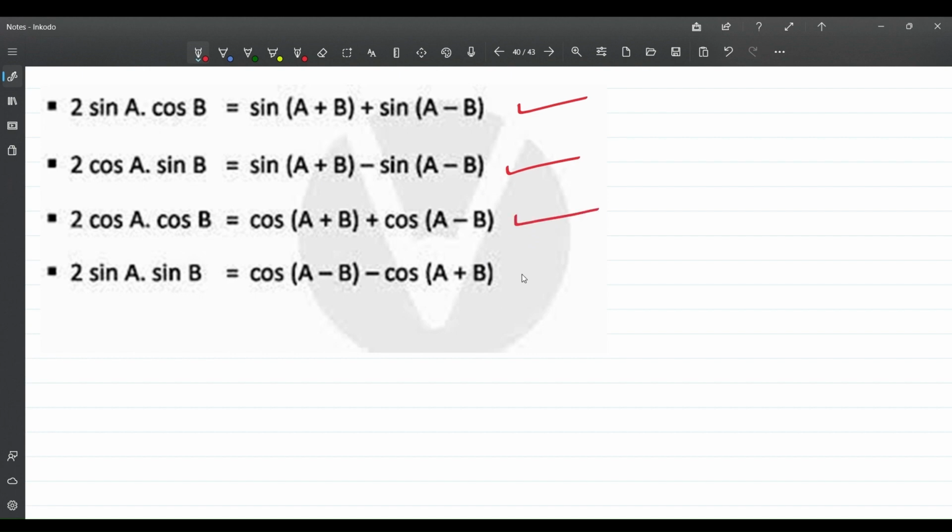2 sin a sin b is equal to cos of a minus b minus cos of a plus b, or this formula we can also write as minus 2 sin a sin b is equal to cos of a plus b minus cos of a minus b. So this one is also correct and this one is also. What is the difference between this minus sign? Okay, so these are some important formulas.